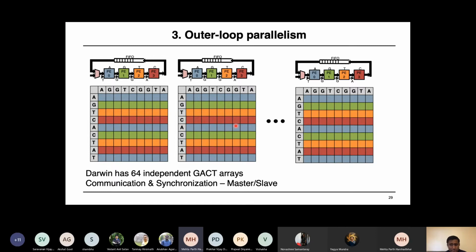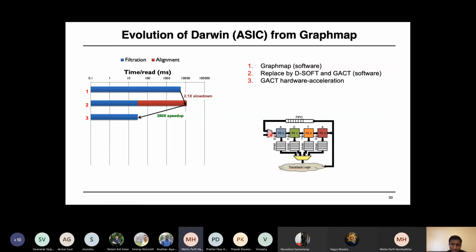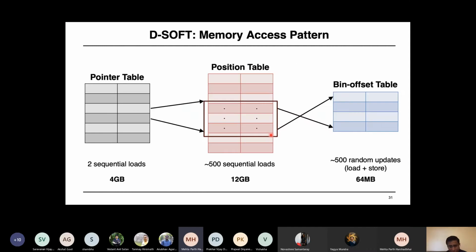Now you just have to balance inner and outer loop parallelism for maximum gains, because if you keep exploiting outer loop parallelism, you will hit the amount of SRAM memory budget that you have, whereas it does not grow with inner loop parallelism. That's important, and that's what we did in Darwin. So all of this combined, we get an 80,000x speed up on GACT alone, which means that we got a 380x speed up on the assembly. And now the bottleneck was shifted back to the filtration step, D-Soft.